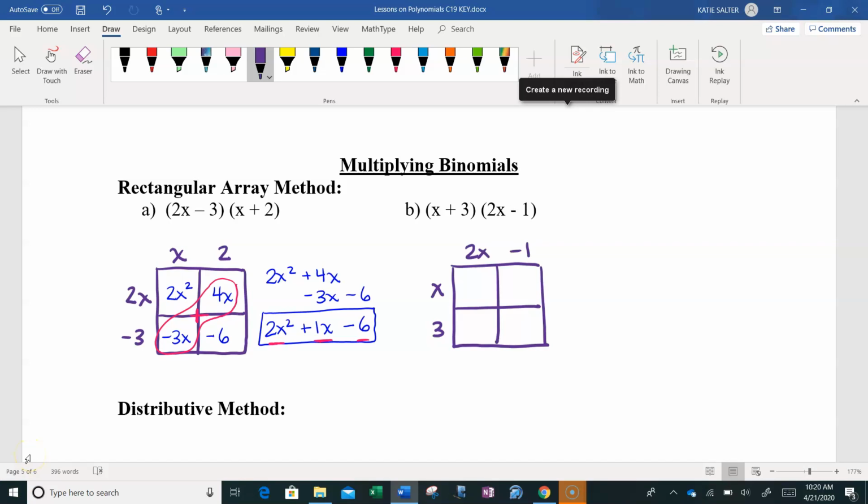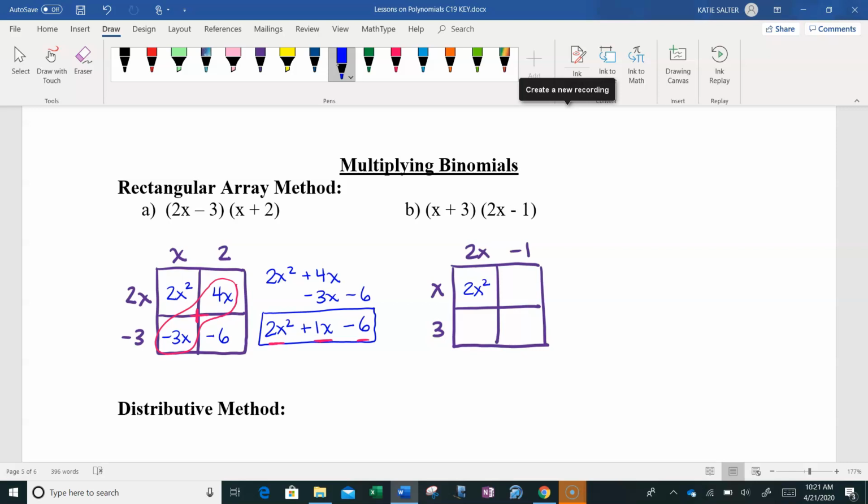All right, so again, you just draw your 2 by 2 box because it is a binomial times a binomial. It does not matter if you take the first binomial and put it on the left side and the second binomial and put it on the top, or vice versa, because multiplication is commutative. So 2 times 3 and 3 times 2 is going to give us the same answer. So that's completely up to you. And then we'll multiply our windows together. X times 2x gives us 2x squared.